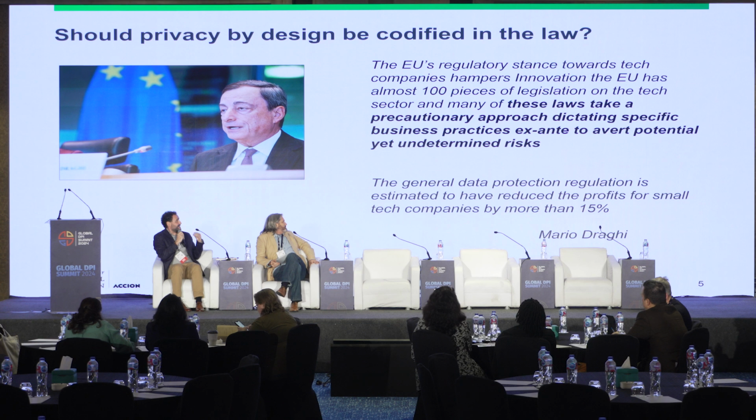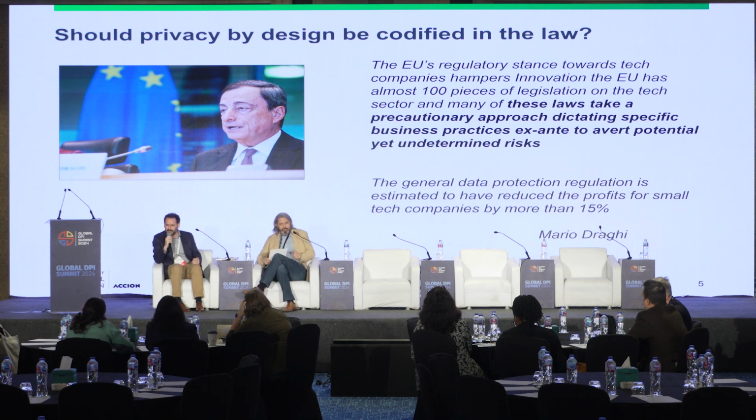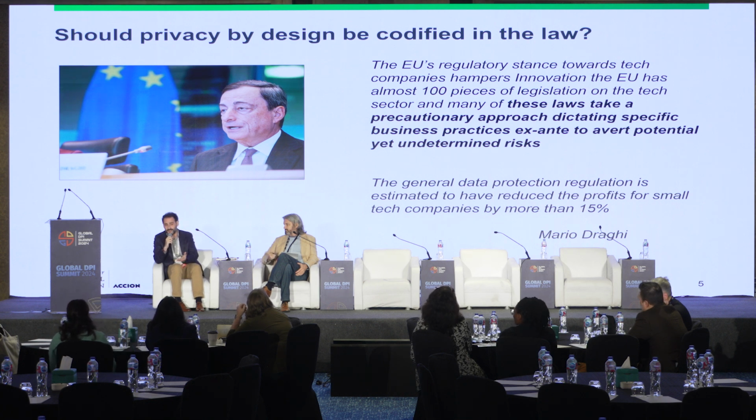And he mentions that many of these laws take a precautionary approach that dictates specific business practices ex ante for risks that are potential, right, but not manifested. And to me, that speaks, it wasn't talking about privacy by design per se, but it really speaks directly to some of the conversations that we're having here. Should we be prescriptive in the law? Because we know privacy is very important. Obviously, it's even more important as we think about the foundational layer of the digital economy, which DPI intends to be. But how prescriptive can we be?